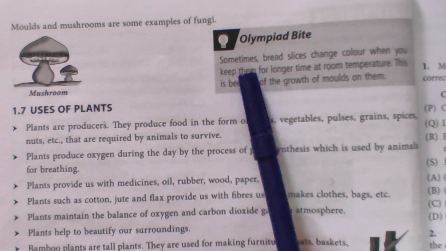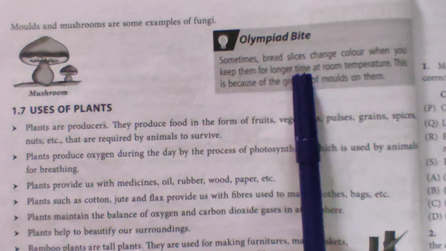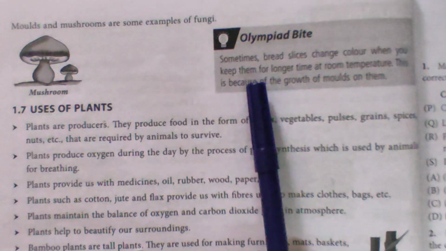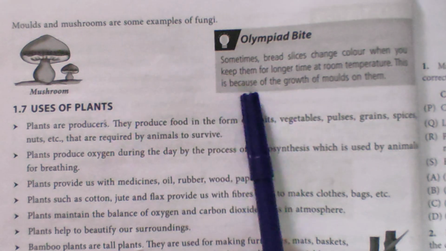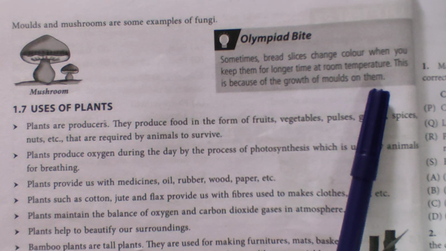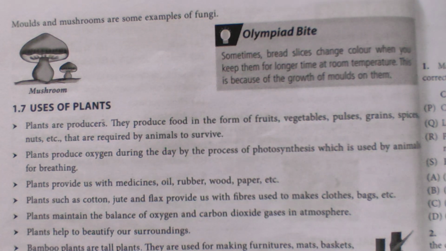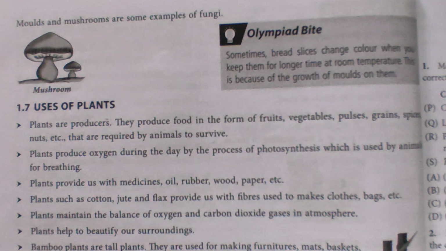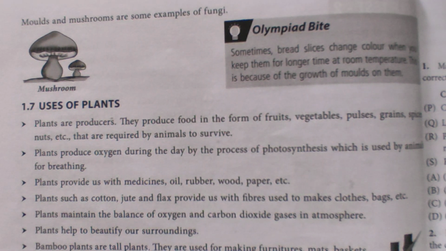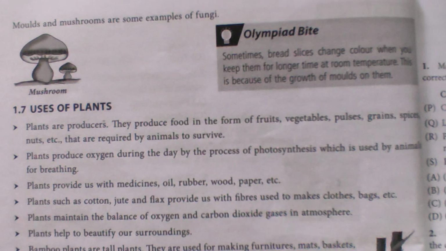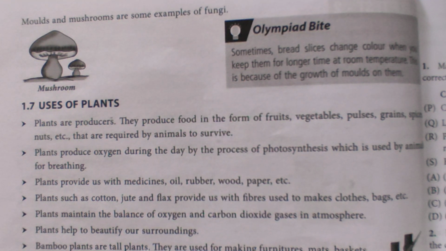So see here the Olympiad bite. Sometimes bread slices change color when you keep them for a longer time at room temperature. This is because of the growth of molds on them. Have you noticed that? Now, onward, just notice, is your bread getting green in color after keeping for a long time? That means what? Molds are growing on that.